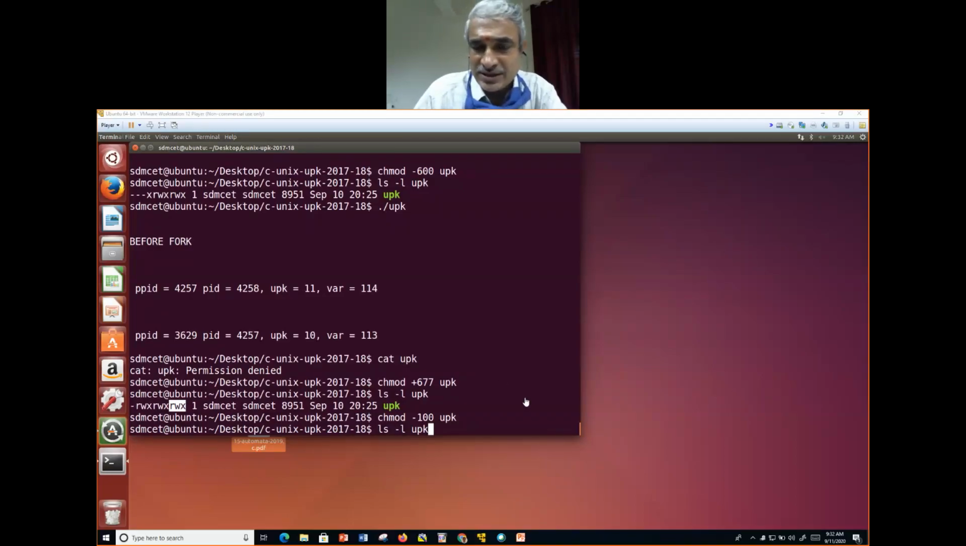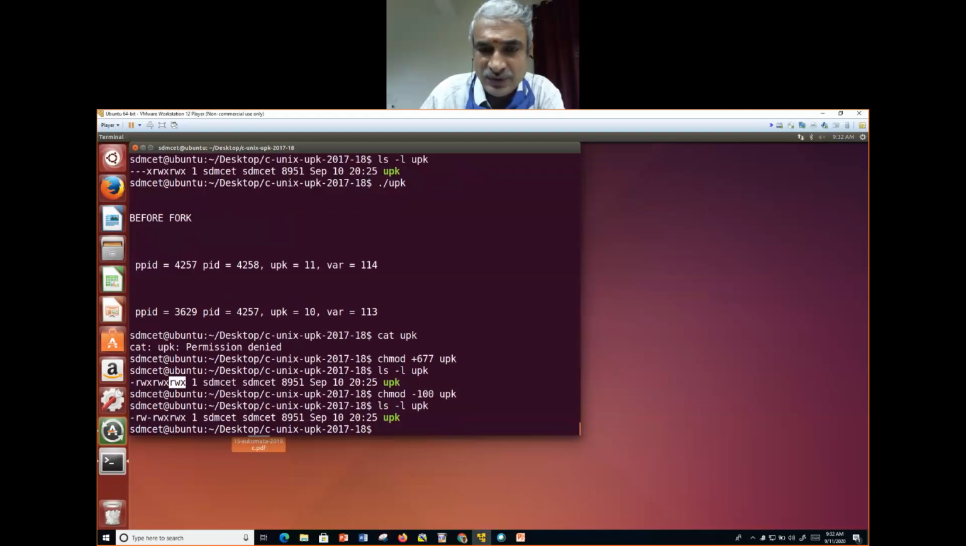Okay, right. Now look into that ls -l upk when I do it. Now what has happened? I said minus one is execute. It has removed the execute permission for the owner. And 00, I said the remaining all here, group and others, it will not touch. So I lost, as an owner, I have a read write permission, but I don't have an executable permission.